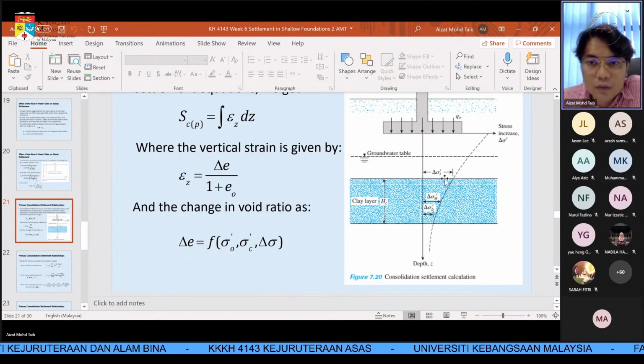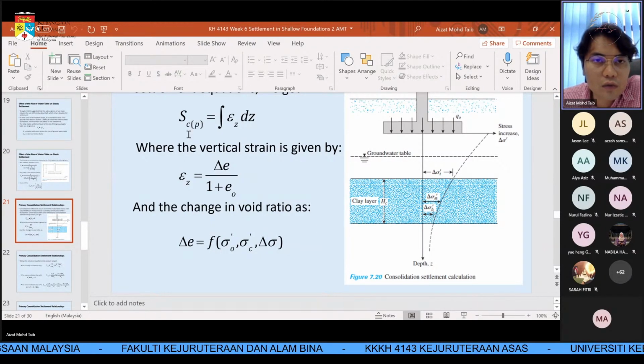Okay, so this is adalah clay layer. Okay, Hc is the height of clay. Groundwater table, so ada groundwater effect. Okay, right, and these are the effect, the change in effective stress lah. Okay, alright, so kita akan lihat.